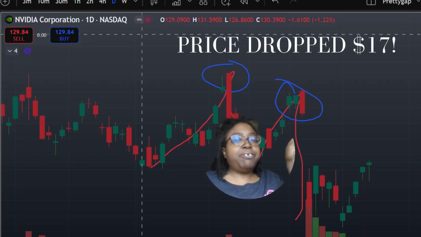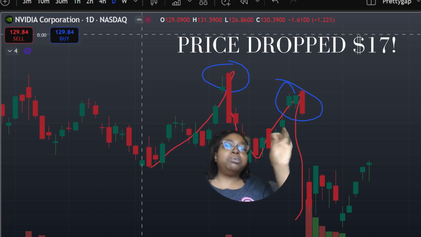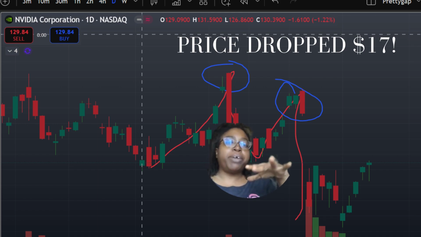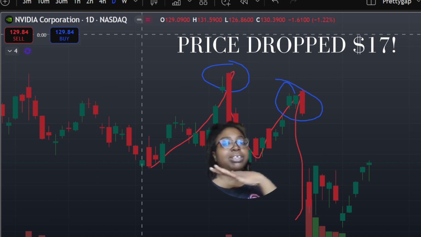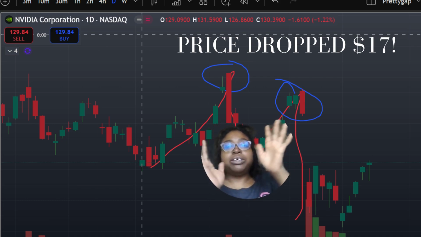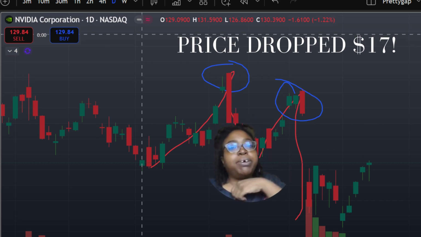Okay, and this is definitely worth a mention because with typical double tops, you're going to wait for the break of the neckline. Had I waited for the break of this neckline, I would have missed the move completely. So that is why you want to study your charts. You want to backtest. You want to watch videos.